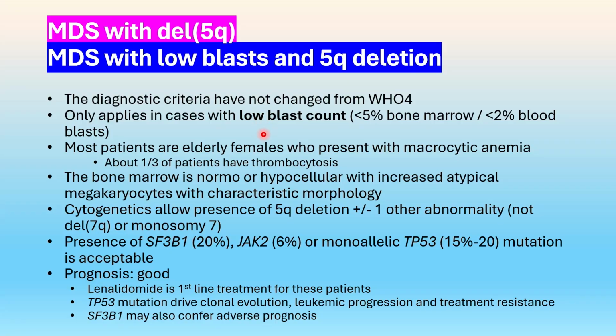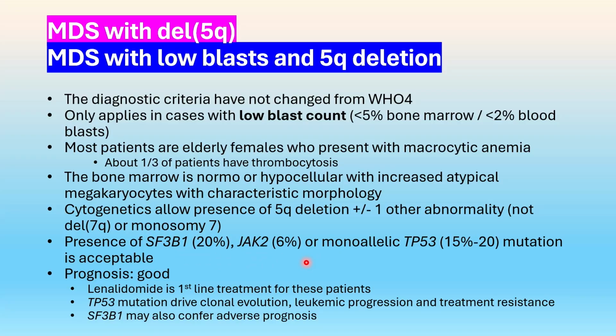We all know that this is mostly a disease of elderly women with macrocytic anemia, and the bone marrow is going to be normal or hypocellular with some atypical megakaryocytes. The cytogenetics can have 5q deletion plus potentially one other abnormality, just not chromosome 7. Chromosome 7 is very bad, so it will put the case in a different category. And then we can also have some of these mutations.